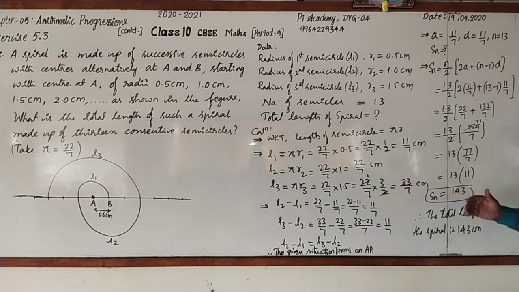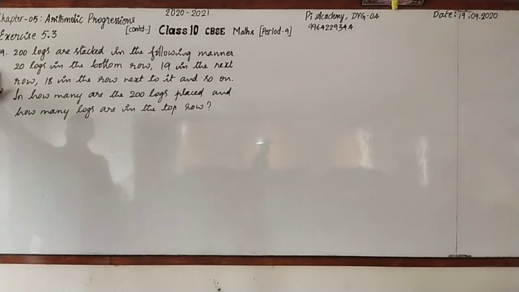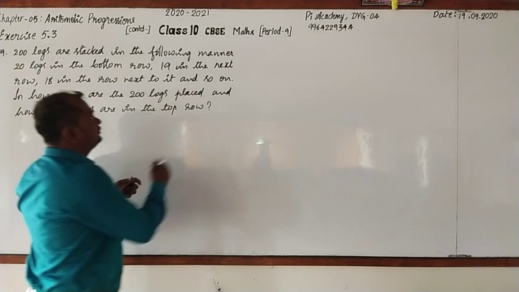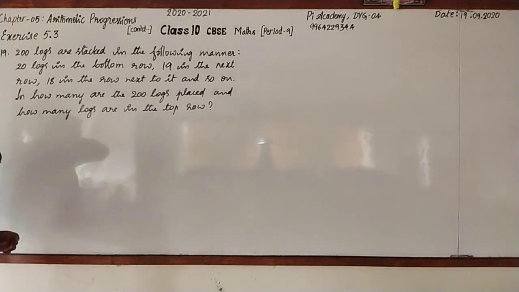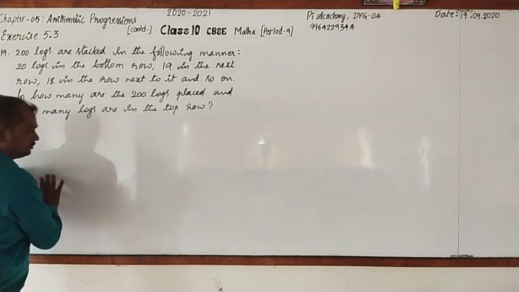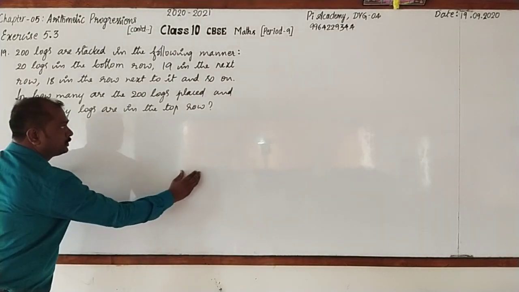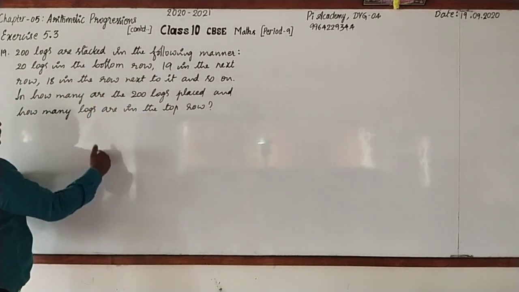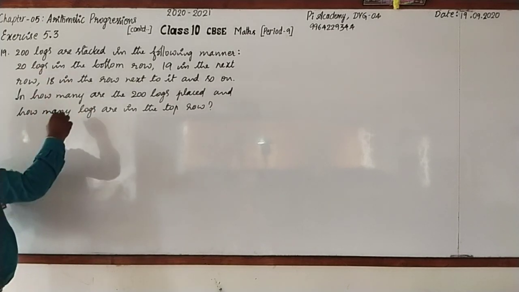Yes, please go for copying this. Yes, dear student, write the 19th one. It is like this. 200 logs are stacked in the following manner. Yes, there is a log of wood and there are 200 such logs. They are arranged in this way. 20 logs in the bottom row. Here 1, 2, 3, 4, like that, up to 20. Next, 19 in the next row. First 20, then 19, then 18, then 17 and so on.